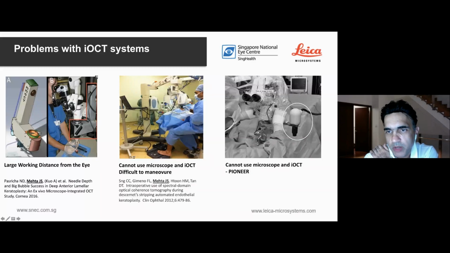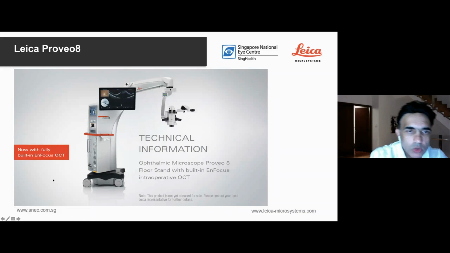You had to move the microscope away to have the OCT, so you couldn't get imaging of both things done at the same time. What we're going to show you is the new ProVio 8 microscope from Leica. This is an intraoperative OCT microscope, so it has the OCT built into the microscope itself. And the idea is that it provides you information from both the operative field and the intraoperative OCT at the same time.